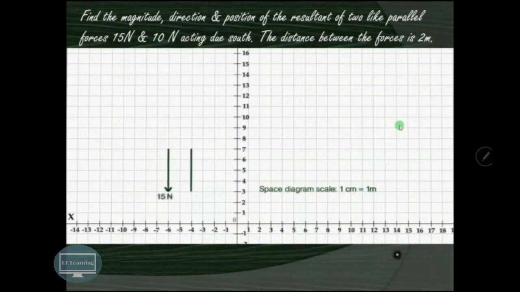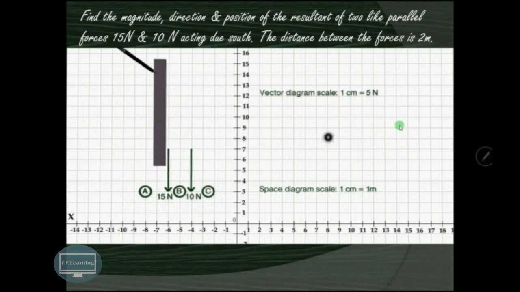So here we have shown the 15 Newton and 10 Newton forces, and the distance between them is 2 centimeter, because the scale that we have chosen is 1 centimeter is equal to 1 meter. Now these are the Bow's notation that we are drawing. So AB is representing 15 Newton force, this BC is representing 10 Newton force. The vector diagram scale that we have chosen is 1 centimeter is equal to 5 Newton.